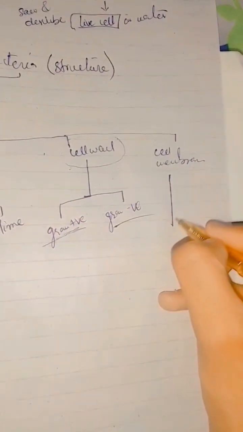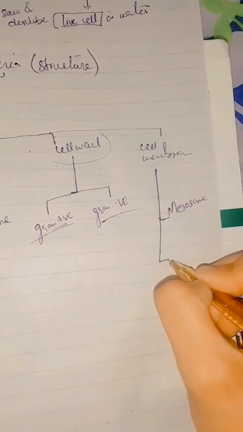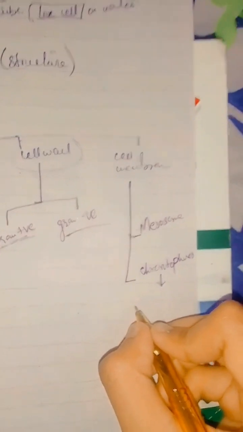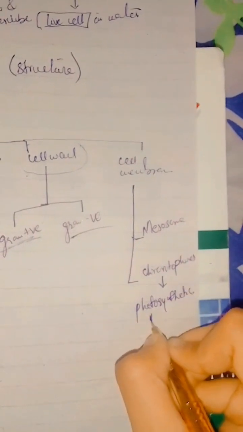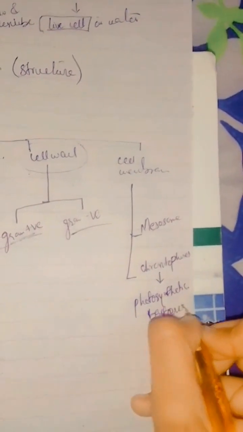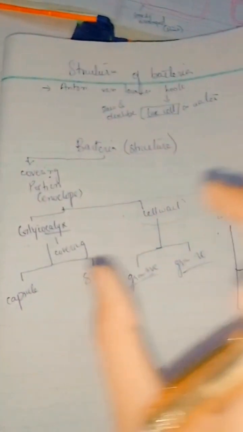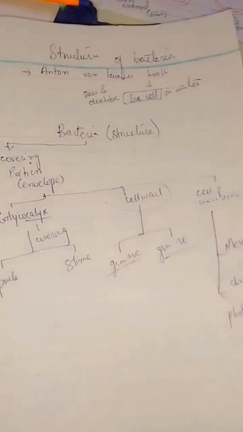Basically the cell membrane has mesosomes, and it exists in chromatophores. Chromatophores are only found in photosynthetic bacteria, so this part of the cell membrane is only found in the photosynthetic bacteria, and mesosome is found in all. So basically these are the structures on the basis of which he described it.